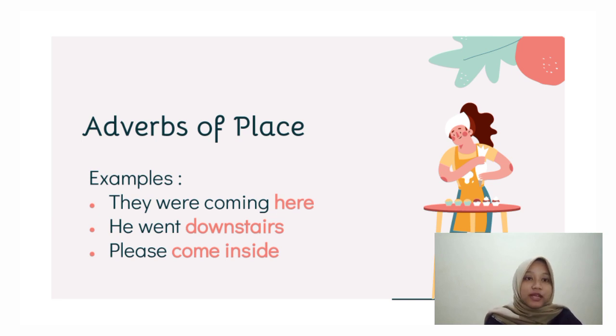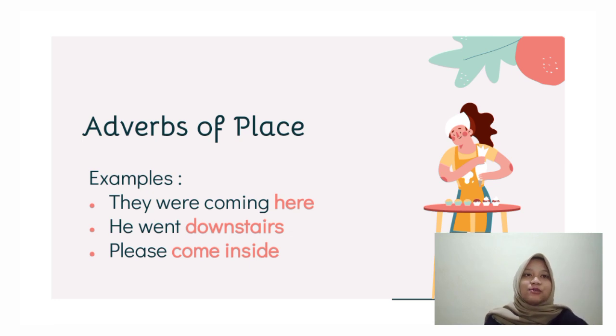And here we have three examples. The first is, they were coming here. And here, of course, is the adverb of place. The second one is, he went downstairs. And the adverb of place here is downstairs. And the last one is, please come inside. And the word inside is an adverb of place because it expresses the place.